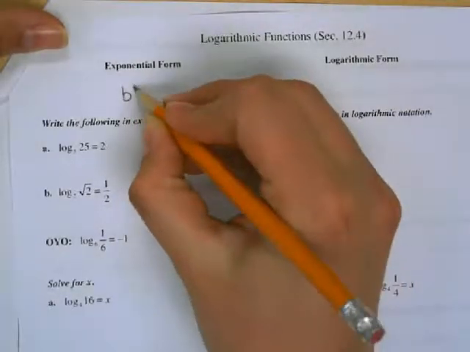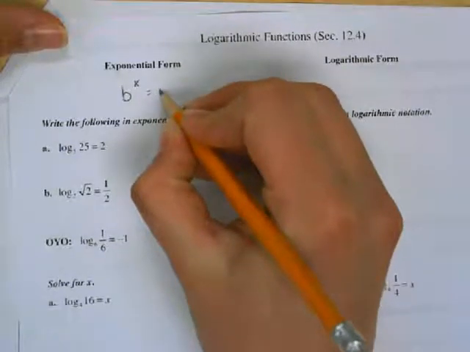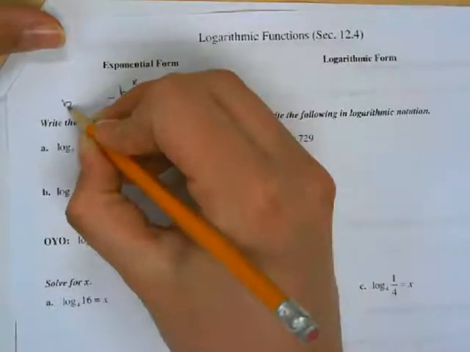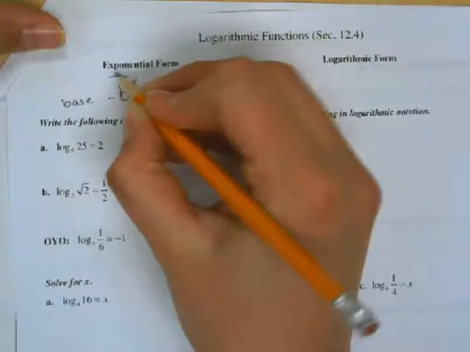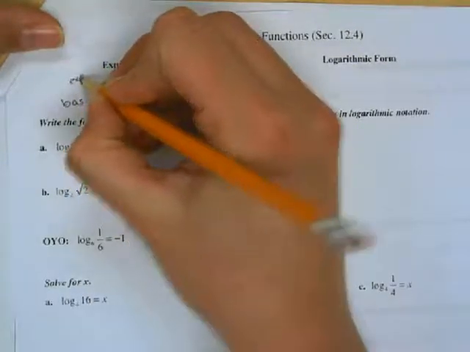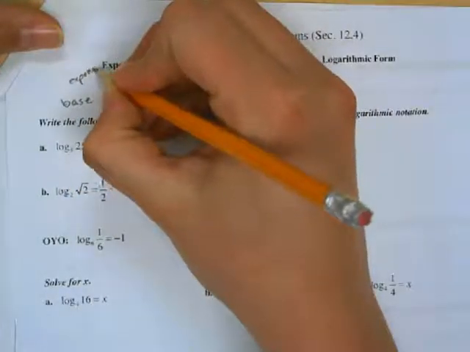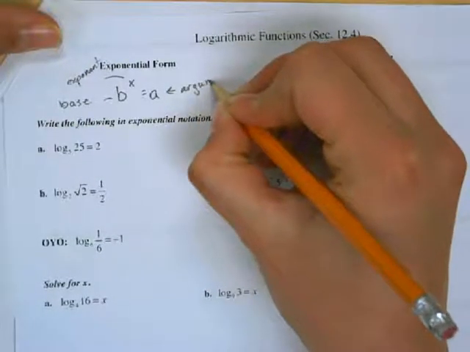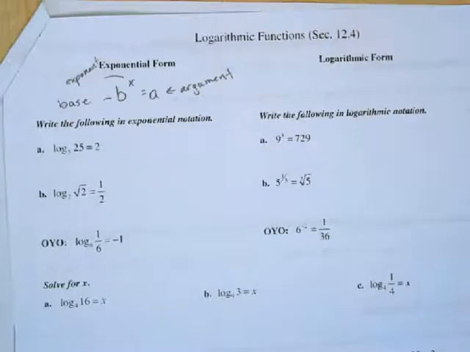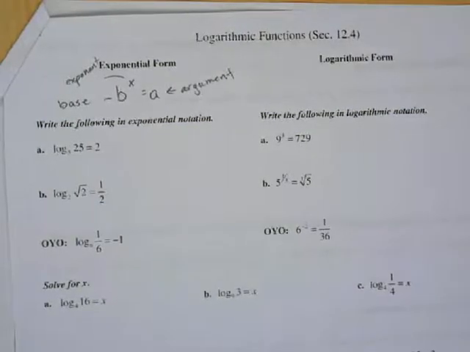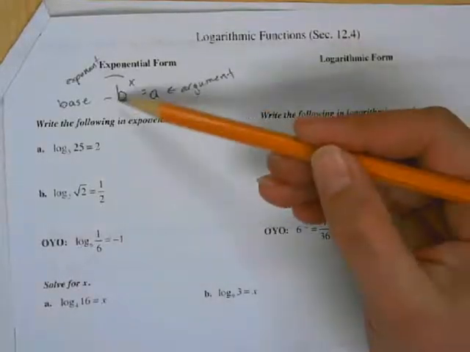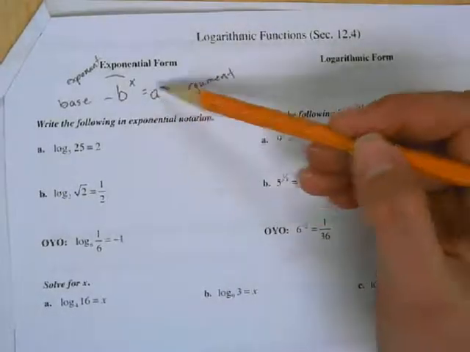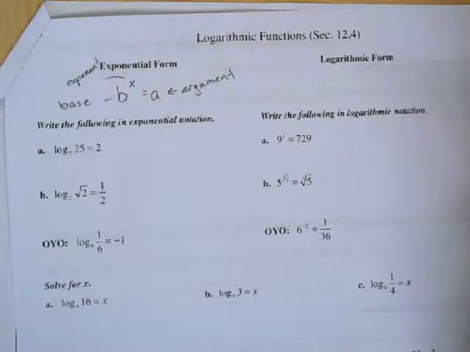Exponential form is something that you should be pretty familiar with. b raised to the x is equal to a, where b here is going to be our base. x, of course, is our exponent, hence the word exponential form. And a is what we call an argument. So when you're talking about exponential form, you have some base raised to an exponent, and that's equal to some answer or argument or whatever you want to call it.